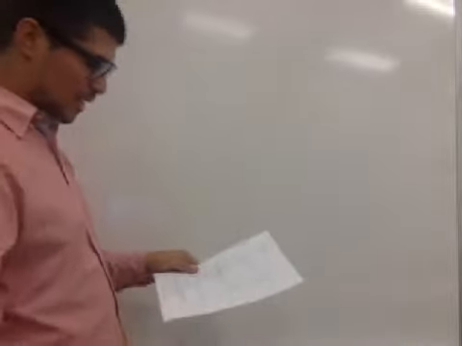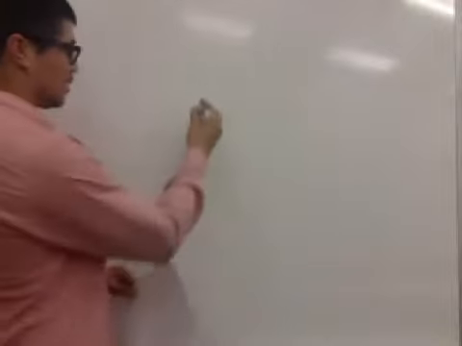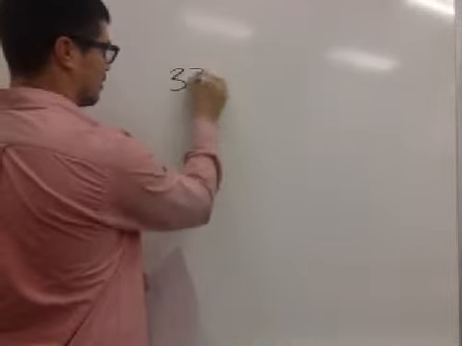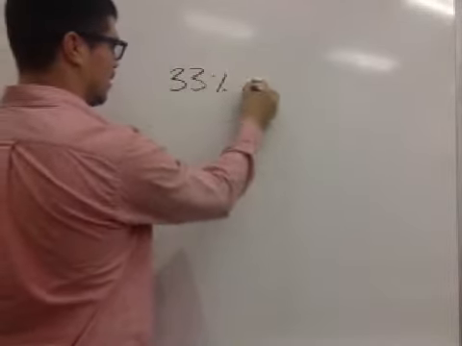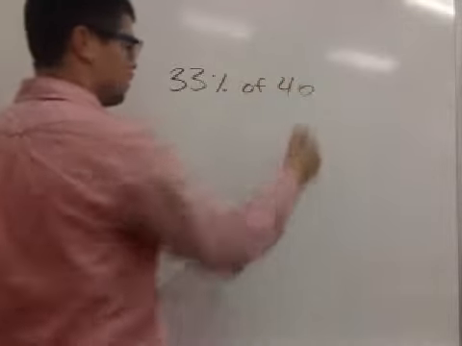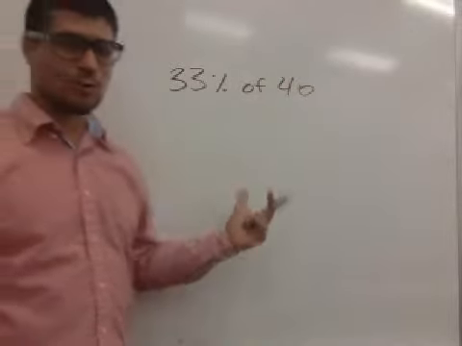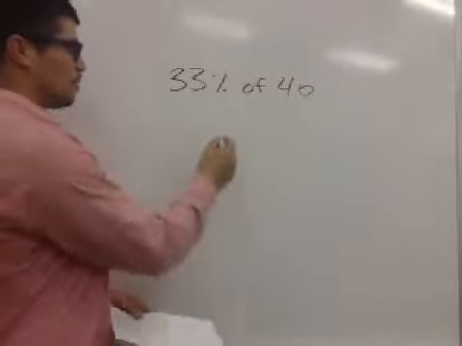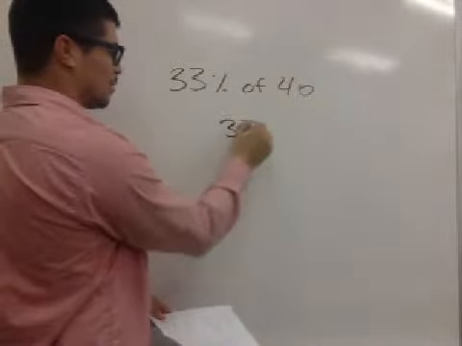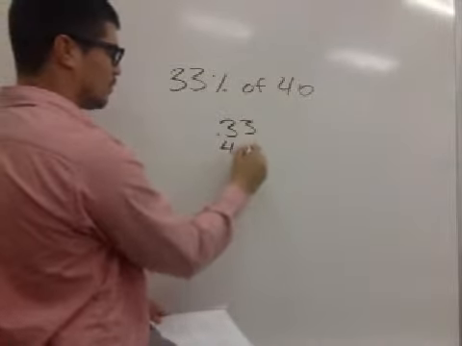Find the value of a percent. This is number 15. It says 33% of 40. 33% of 40. Well, whatever has a percent, you're going to put the decimal on it. .33 times 40.